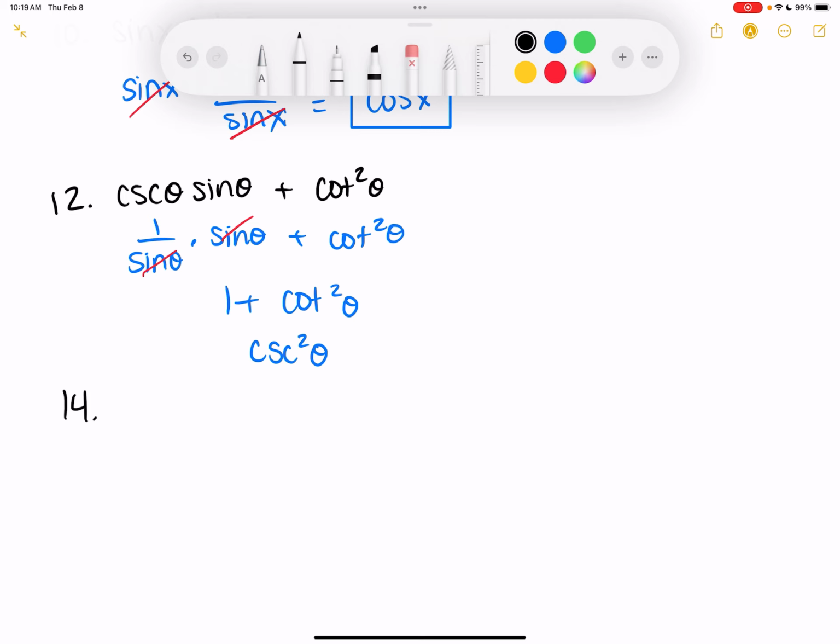All right, 14. 1, whoa, that's not a 1. 1 plus tangent squared of pi over 2 minus x.